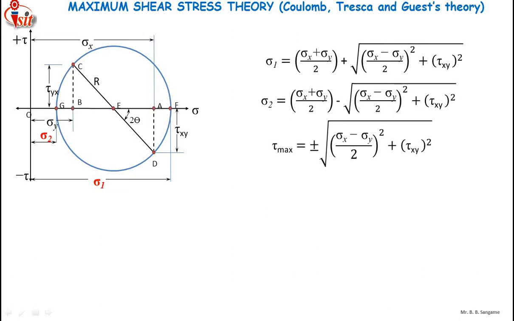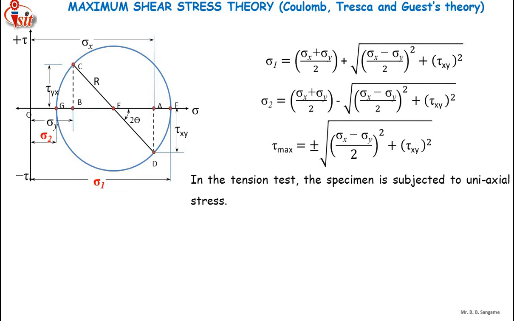Okay, so according to the statement, the theory states: the failure of a mechanical component subjected to a biaxial or triaxial state of stress occurs when the maximum shear stress induced in that component becomes equal to the maximum shear stress induced in the standard component under tensile testing. But as we know, during the tensile test only one uniaxial type of stress is there, which is called tensile stress. So in the tension test the specimen is subjected to only uniaxial stress.